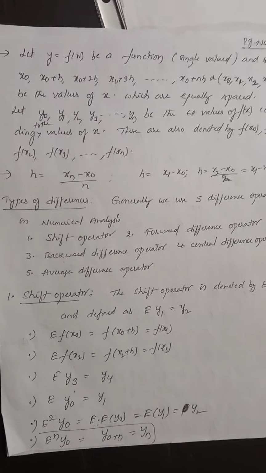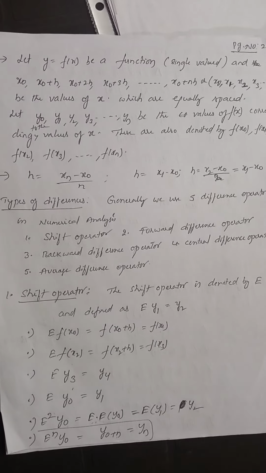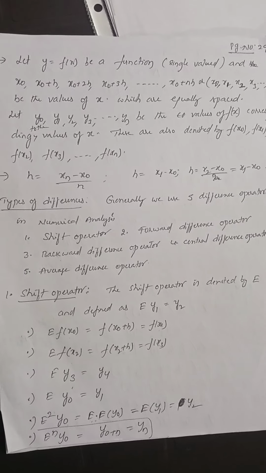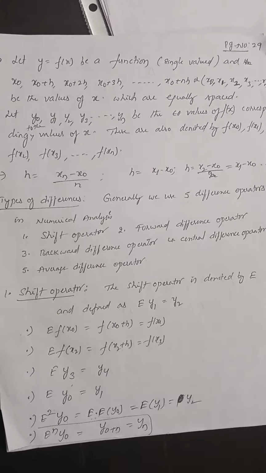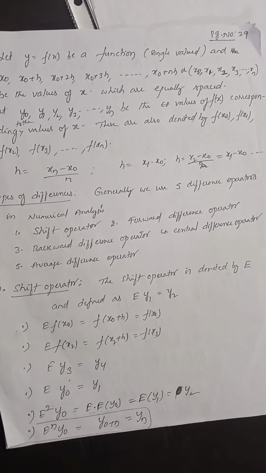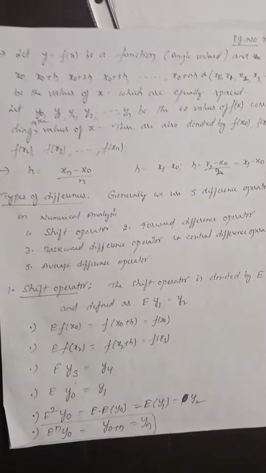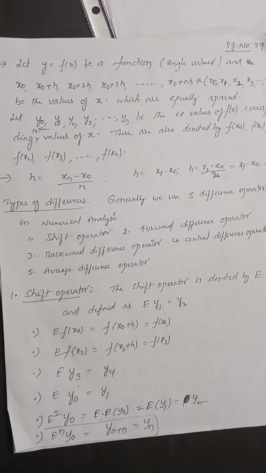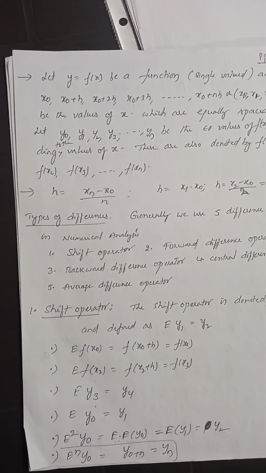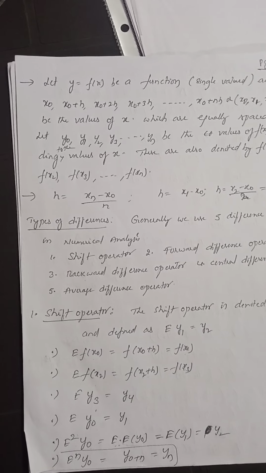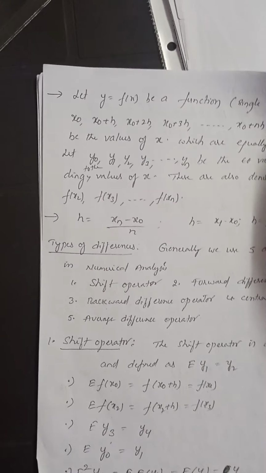Now there are 5 types of main differences. One is shift operator, next one is forward difference operator, next one is backward difference operator, next one is central difference operator, next one is average operator. Now first shift operator we are going to discuss. Shift operator is an operator operating on a function value and gives the next immediate function value. That's it.